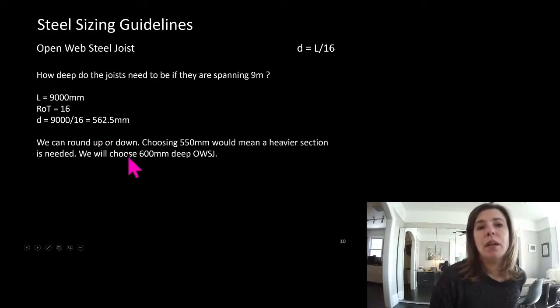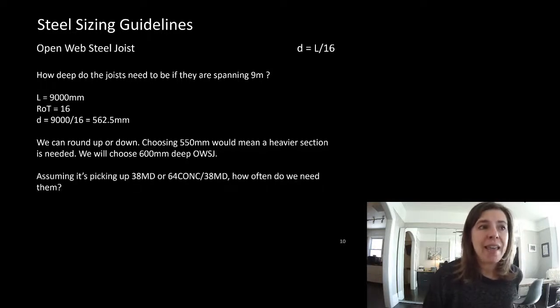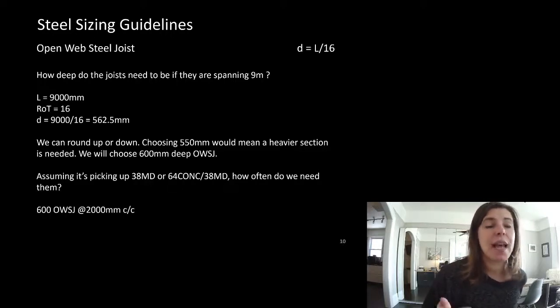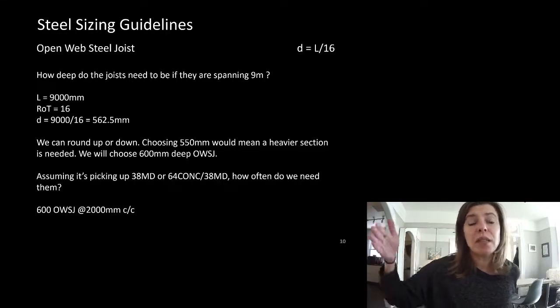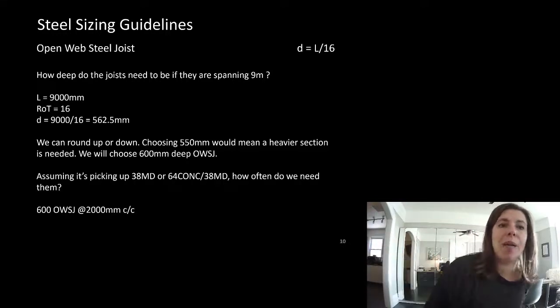Now, remember, these are probably supporting concrete on metal deck, or metal deck if they're at the roof. How often do you think we should have these open web steel joists? If we're drawing something in a preliminary drawing, how often would you want to put these? Well, both of those things can span about 2 meters. So we would say that we have 38 millimeter metal deck, or 64 concrete on 38 millimeter deck, spanning to 600 millimeter deep open web steel joists at 2 meters on center. So every 2 meters, there's an open web steel joist picking up our deck.